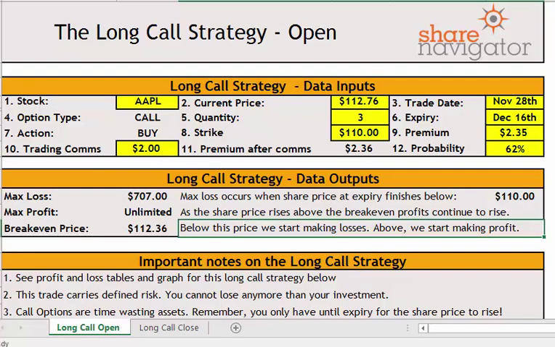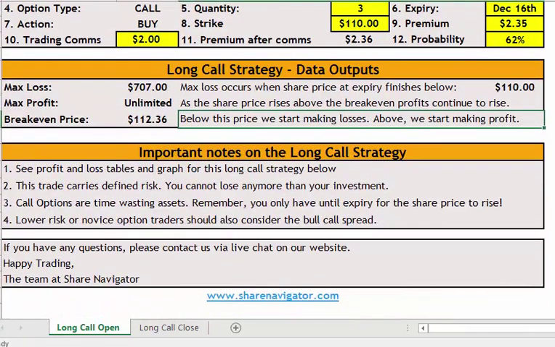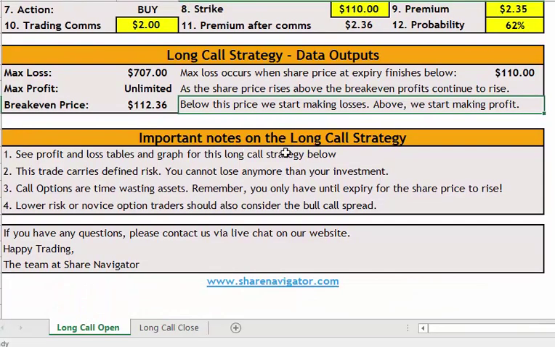So we've just included some notes here on the trade. We're saying look at the profit and loss tables below, and we're saying that it carries defined risk, which is good. You cannot lose any more than your investment. But there's also a warning here that call options are time wasting assets. So remember that you only have until expiry for the share price to rise. Please be wary of that when you're using this strategy. That's why we like to go out over a longer period of time, and we tend to use in the money call options.